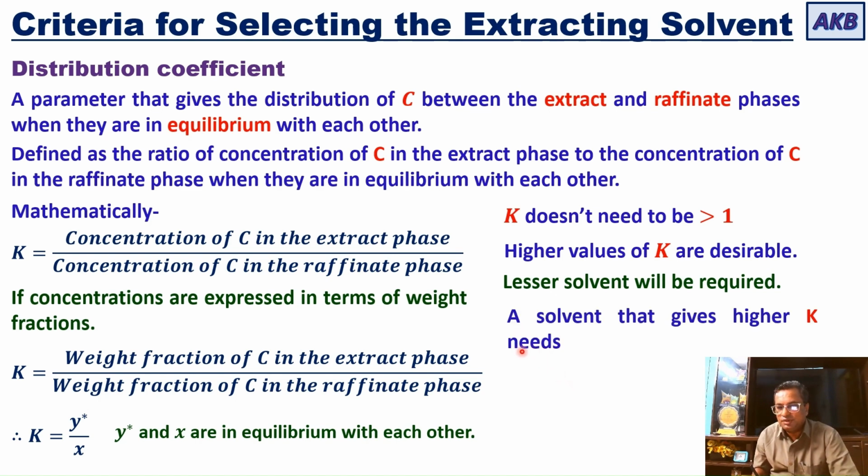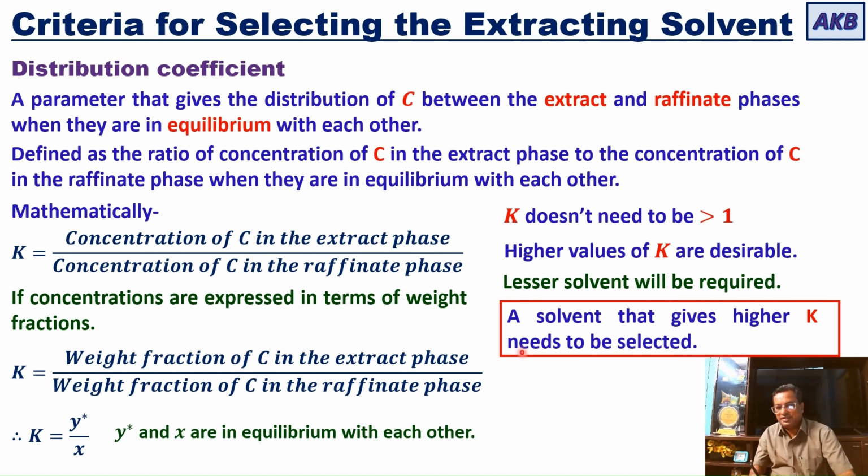So what would be our conclusion for this particular point? A solvent that gives higher K needs to be selected. So we are going to select based on the distribution coefficient. We will be selecting a solvent that gives higher values of distribution coefficient. Okay, I hope this point is clear to you. Now let us move to the next point.